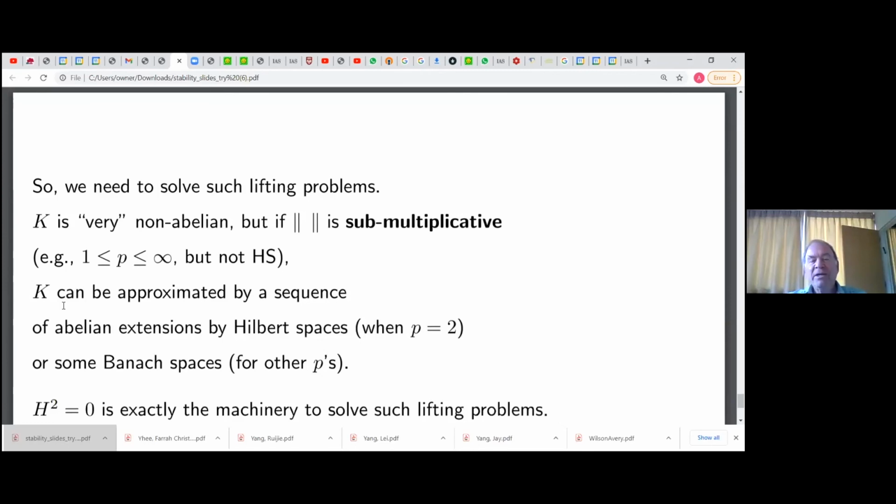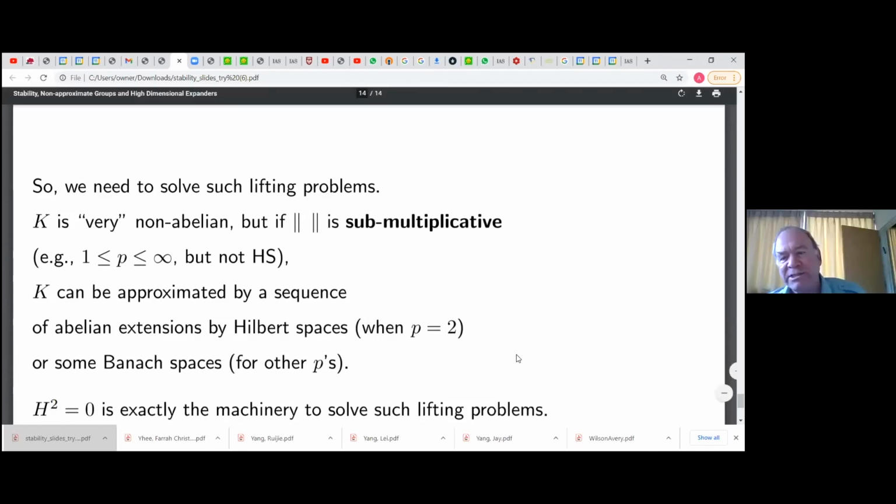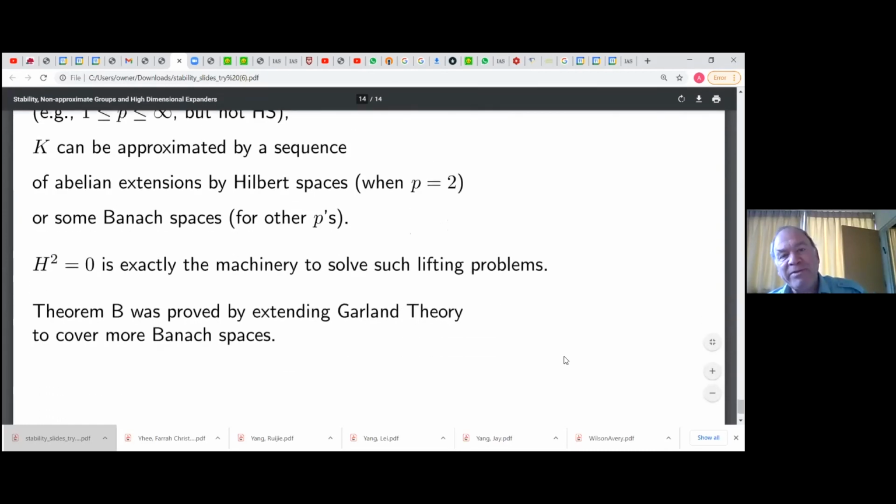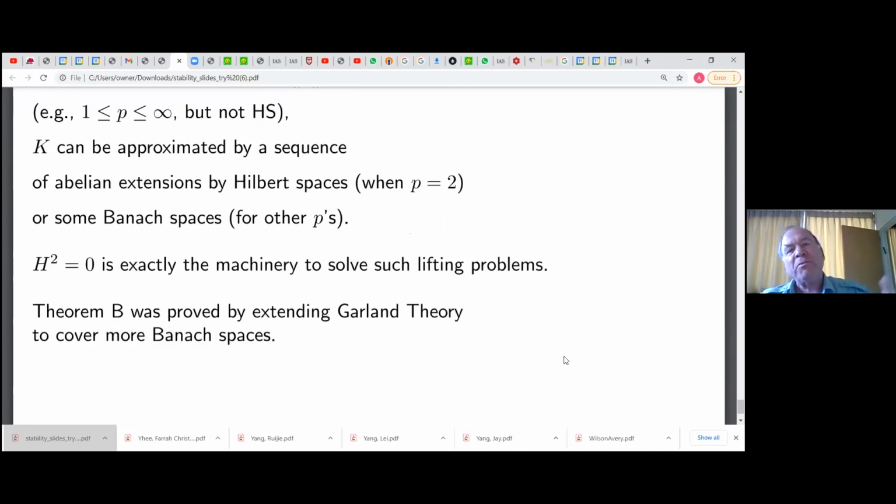Now, this works with Hilbert spaces if p equals 2, and for the other p's you have to do Banach spaces. That's why, as I explained, in the original work with Lev, Marcus and Andreas, we worked with Hilbert spaces. With Izar, we had to go to Banach spaces. But anyway, you see that H2 is the right machinery, because H2 is exactly the machinery for such lifting problems. If you know basic cohomology theory, that calls for H2 to come into the game.